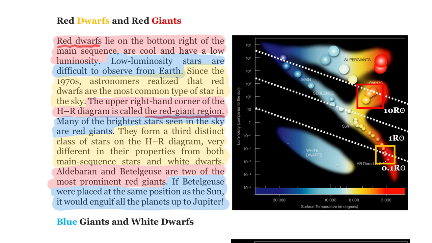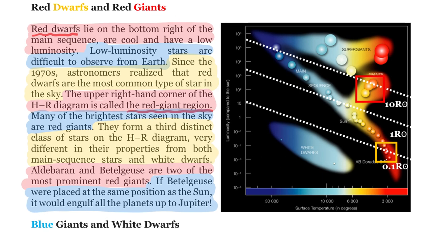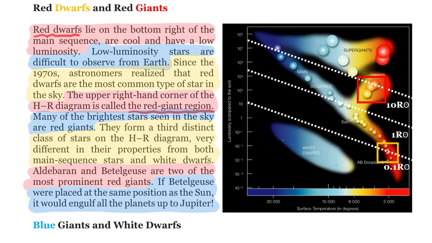So now we look at red dwarfs and red giants. If we look at the HRD, we see that red dwarfs lie on the bottom right of the main sequence. They're cool and have a low luminosity. And these ones are difficult to observe from the Earth because they're obviously not very bright in the night sky. So since the 1970s, though, astronomers realized that red dwarfs are actually one of the most common types of star in the sky.